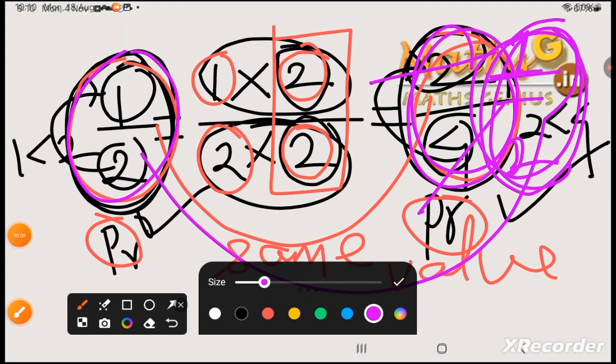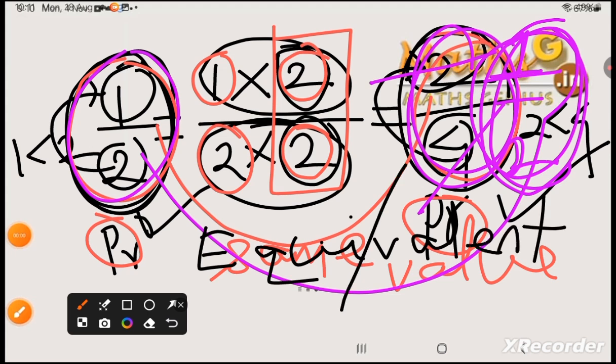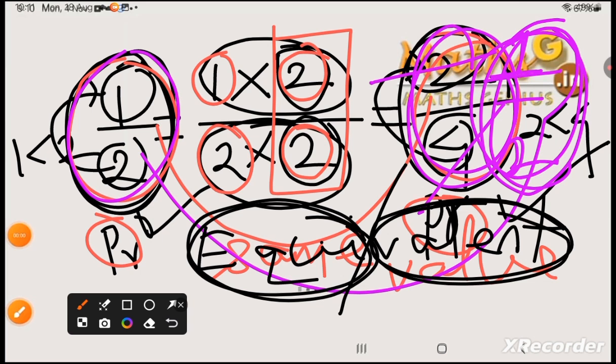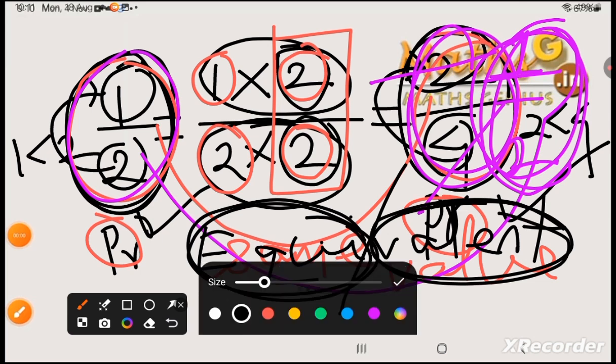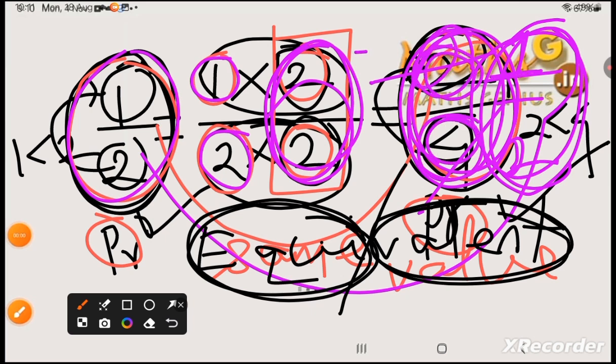These fractions are called, what are they called? Equivalent fractions. E-Q-U-I-V-A-L-E-N-T, equivalent fractions. Once again, equivalent fractions. How do we get them? Either by multiplying the numerator and the denominator with the same number, or dividing the numerator and the denominator with the same number.